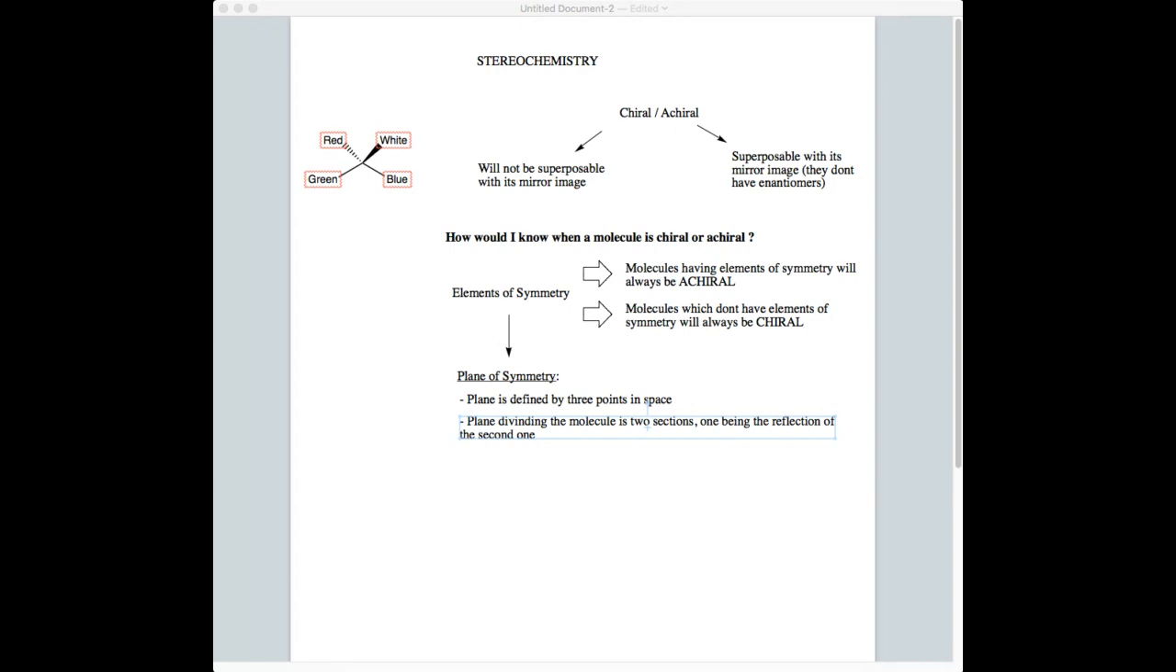This is going to be the plane. You can see how this plane, which goes through green, white, and this carbon, because those are my 3 points to define a plane, divides the molecule in two sections. The section to my left is the mirror image of the section to my right. So that's what we call a plane of symmetry. Because this molecule has a plane of symmetry, we can say that this molecule is achiral. Any questions in regards to that?